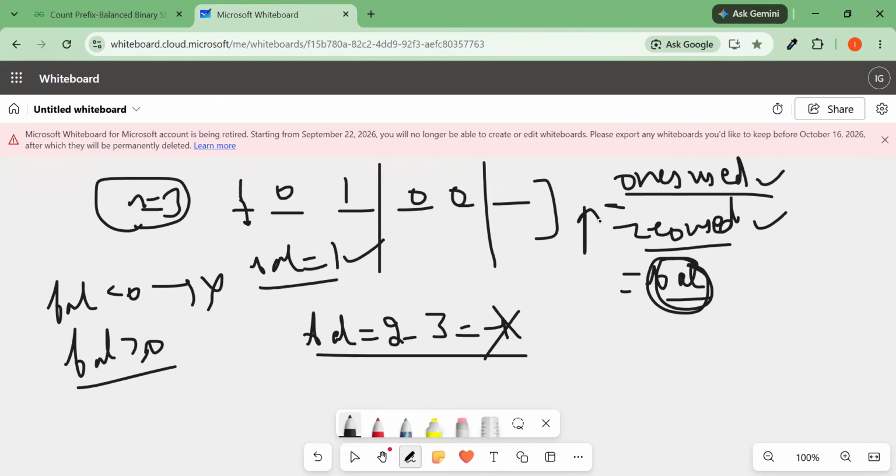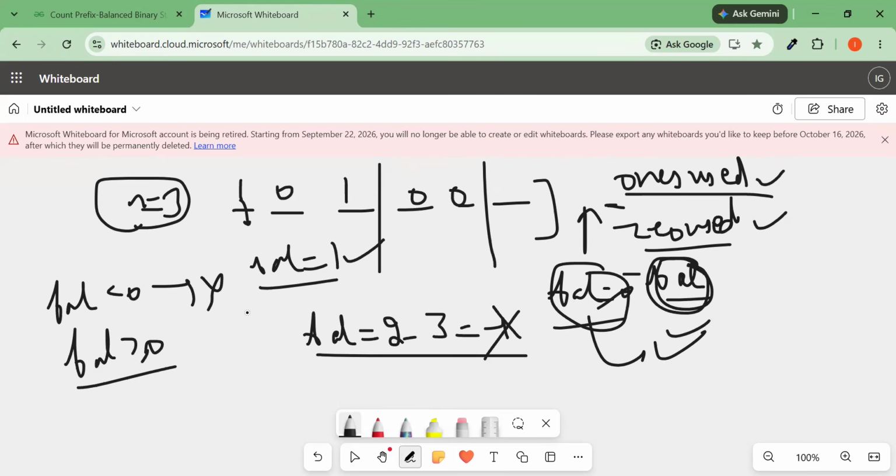And at the last point, if balance is equal to 0, it means exactly the number of ones used and zeros used are equal, because in that case balance will be 0. If balance is 0, this is a valid condition. So I hope you understood the problem.